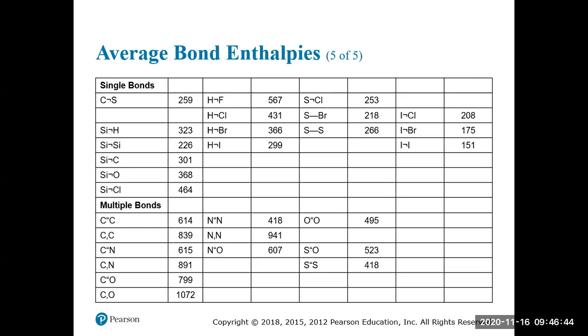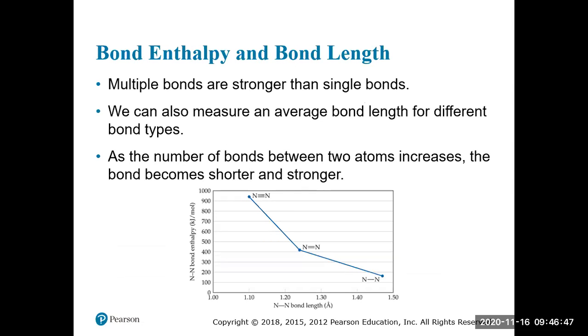Once again, more bond energies there. So the thing we want to get to, though, is multiple bonds are stronger than single bonds. And so we can measure the bond length. And this is one of the things you did in the lab. You saw that bond length was related to whether it was a single bond or double bond or triple bond. And so as the number of bonds between 2 atoms increases, the bonds become shorter and stronger. And I think everyone probably remembers that from the lab. So that's the key takeaway here. As the number of bonds increases, the bonds become shorter and stronger.